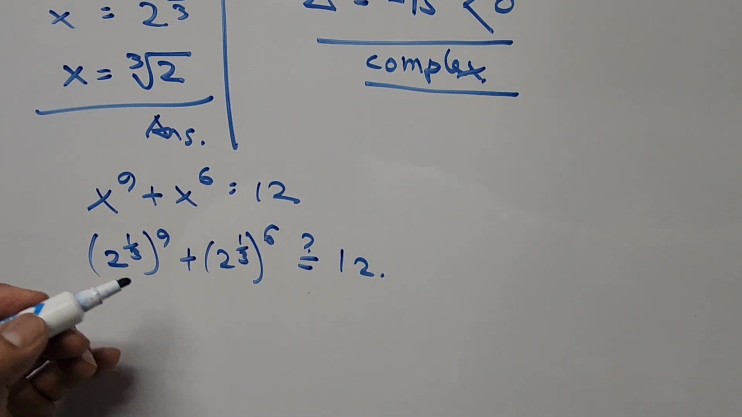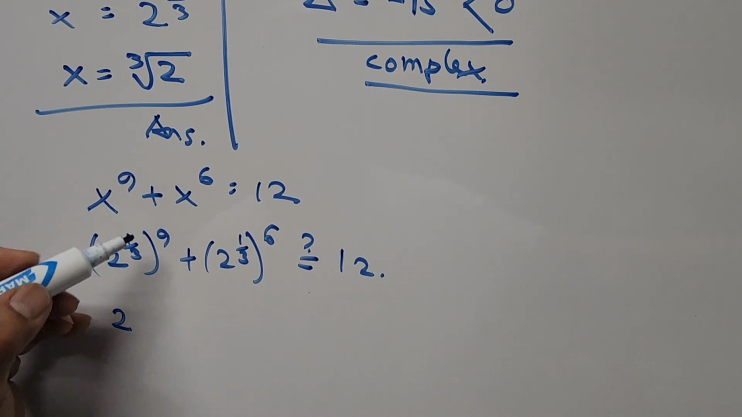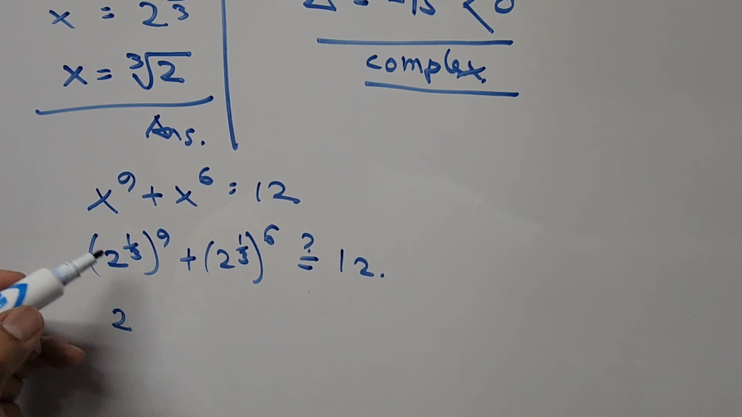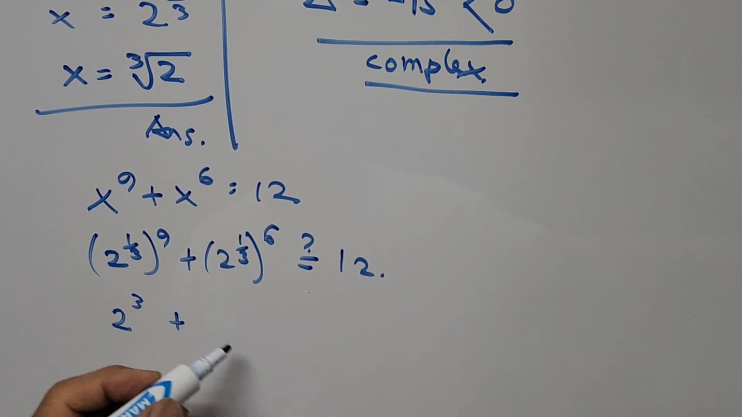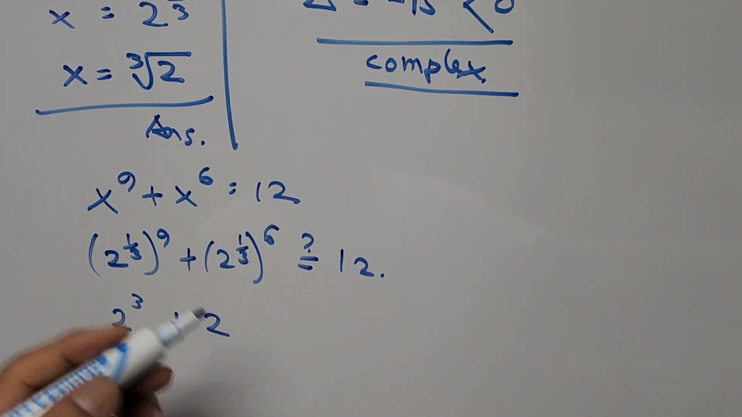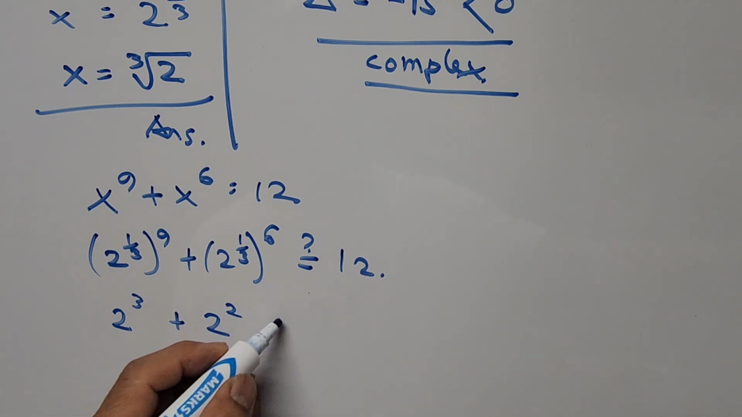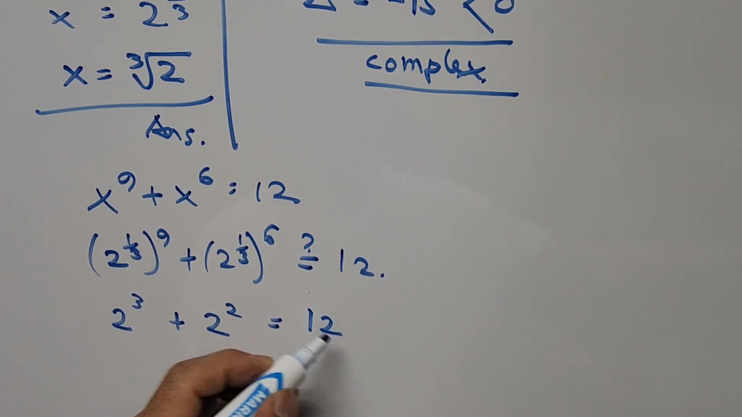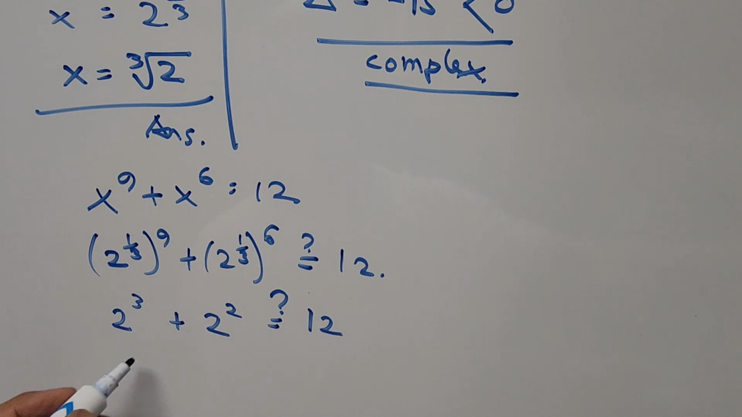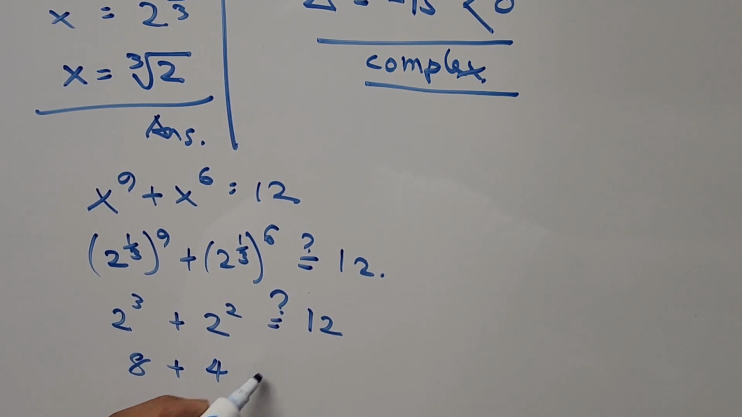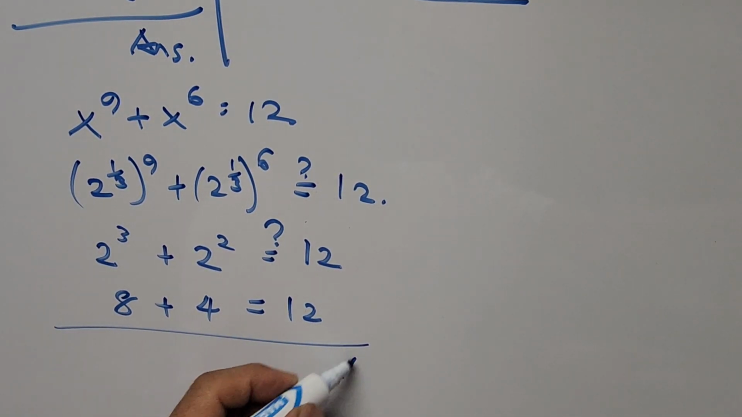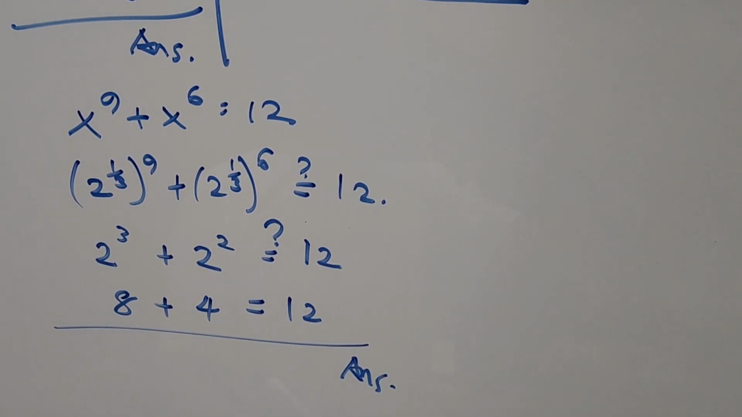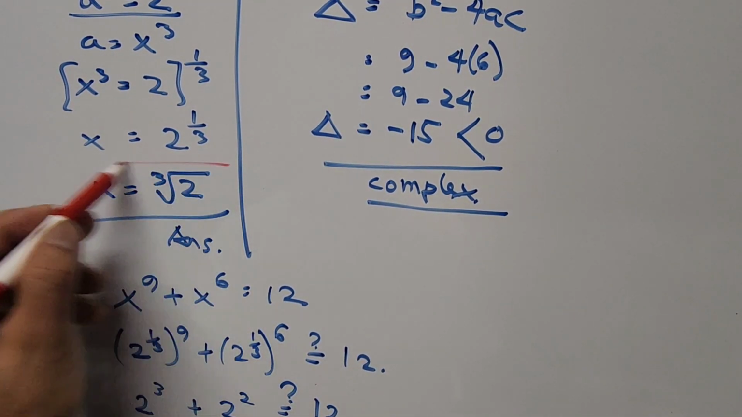So simplify the exponent. We're multiplying the exponents, so this becomes 2 to the power of 9 divided by 3, right? So that's 3. Plus 2 to the power of 6 divided by 3 is 2. So is this equal to 12? 2 cubed is 8, and 2 squared is 4. So this is equal to 12. So this means that our solution is correct. Okay, value of x is the cube root of 2. Final answer.